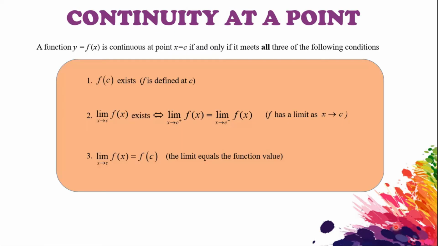What is continuity? As you can see here, a function f(x) is continuous at point x equals c if and only if it meets all these three conditions. The first condition, f(c) exists, when f is defined at c. The second one is the existence of the limit, which is the limit from the right must be equal to the limit from the left. The third condition is the first condition must equal the second condition.